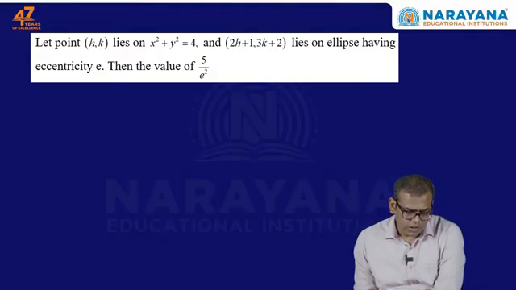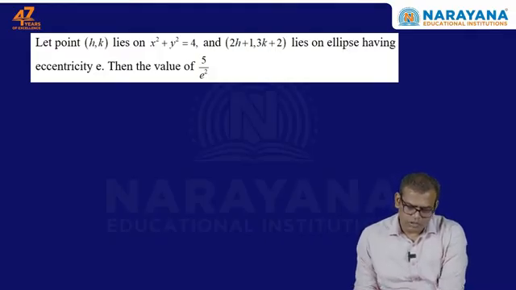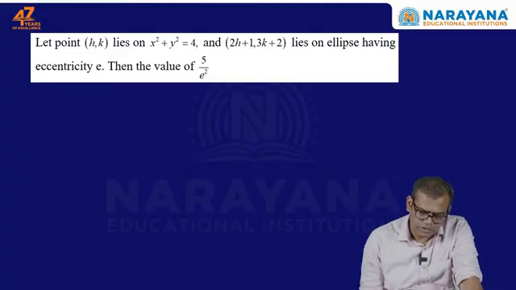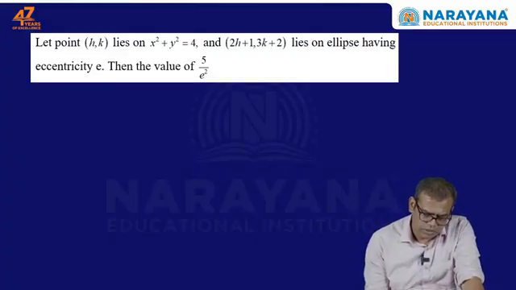This is a question related to coordinate geometry, the circle and the ellipse. It is a very easy question, saying h comma k lies on the circle x square plus y square is equal to 4, which is the standard equation of a circle.